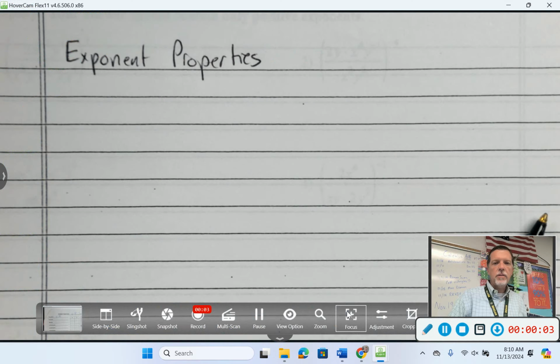Oh, there we go. All right, exponent properties. So turn to that next page. It has the blank lines on it, the page after the graphing that you were just doing.